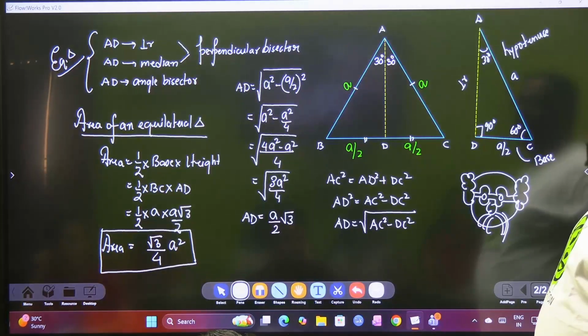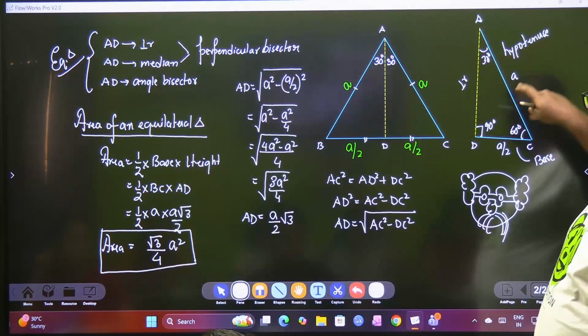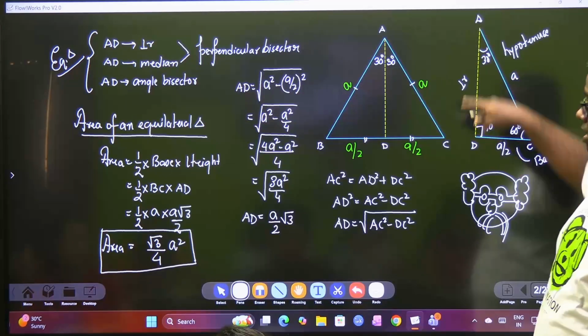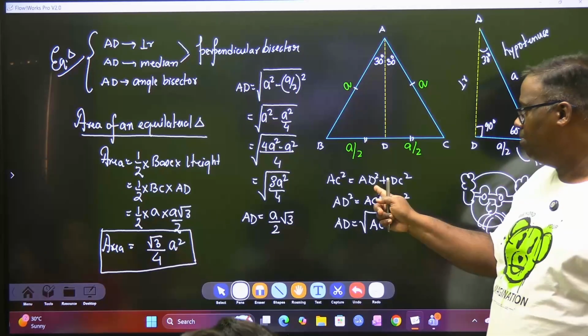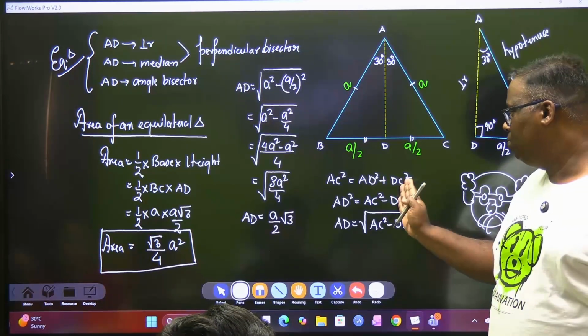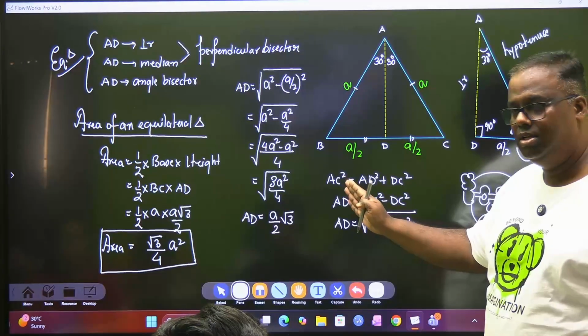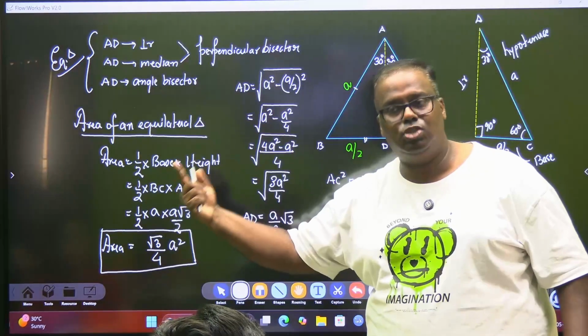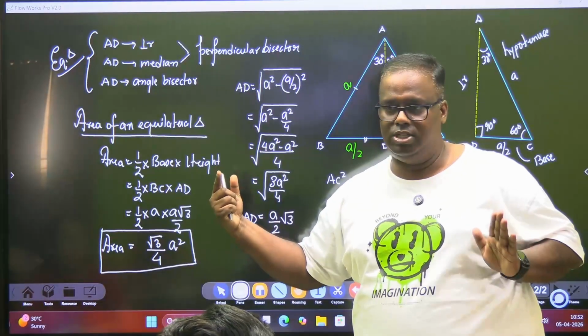Now, I don't know the measurement of this. I know this is A. This is A by 2. So this is AD. AD is here. So if you want to keep AD on this side, you bring BC square on this side. So it becomes AC square. What will be on this side? AC square minus DC square equal to AD square.